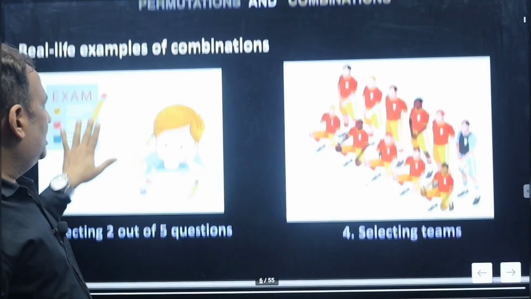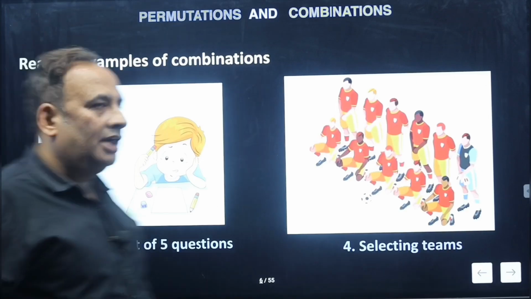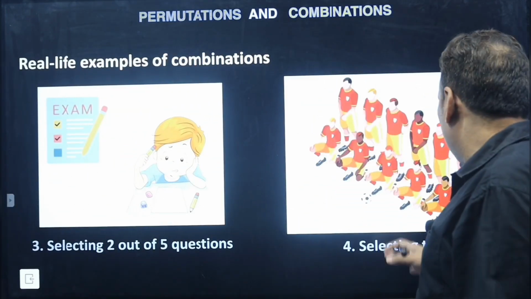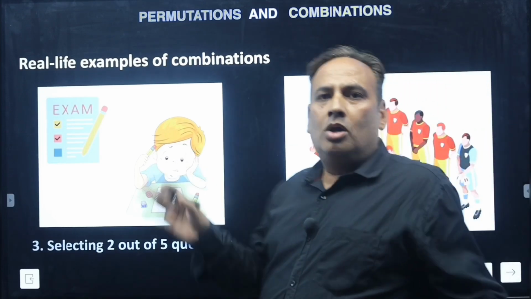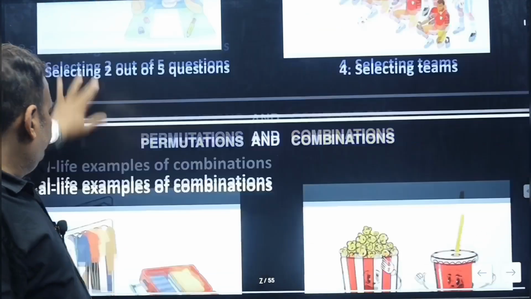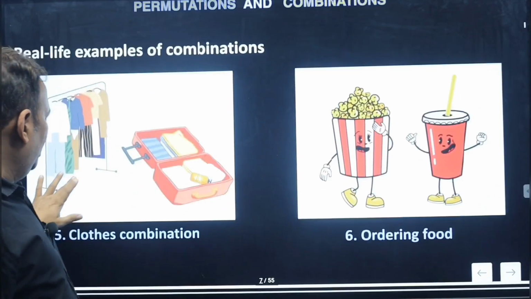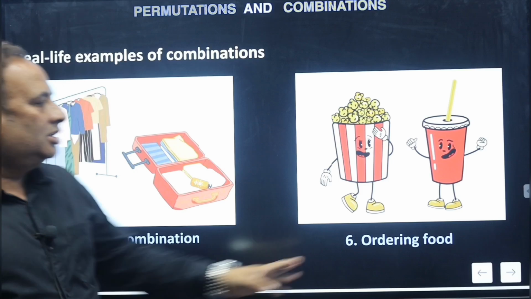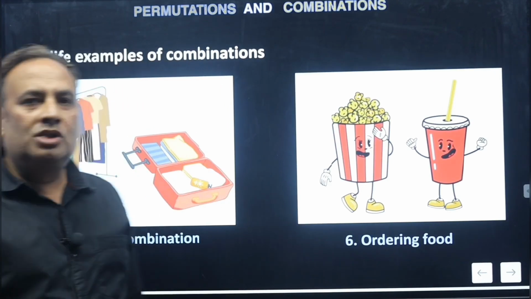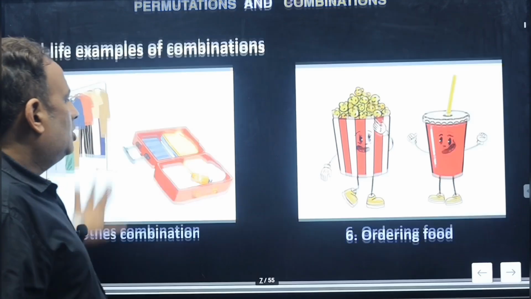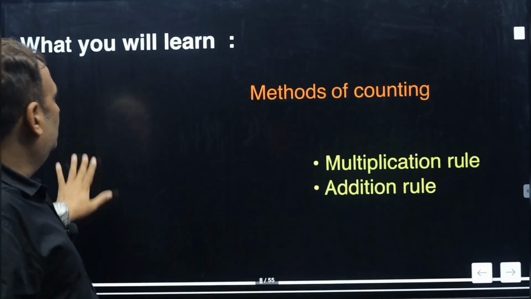And some more examples, let's say, suppose in an examination, we have to select two questions out of five questions. Or suppose we select a team, this is also an example of selection. Other real life examples are clothes combinations. If you order food in a restaurant, these are examples of combinations.